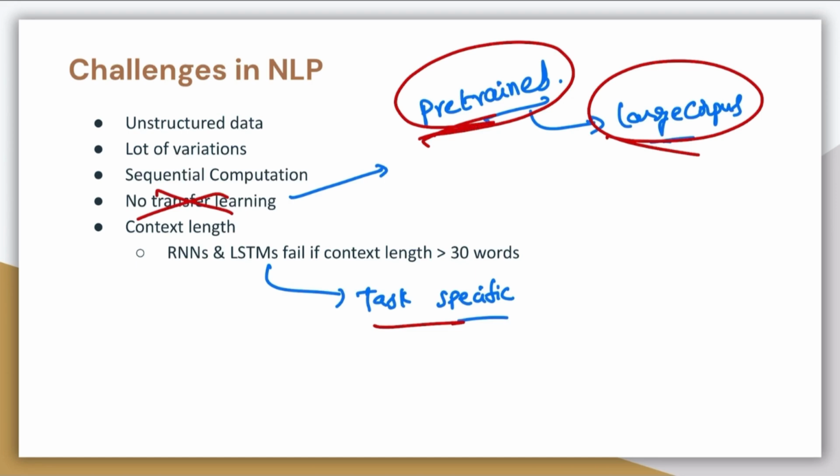Similar kind of model, if you want to train, the models are not capable of performing such kind of training. So there is no transfer learning, there is no pre-training before transformers. Okay, these are some of the challenges. Along with these challenges, there is a challenge in understanding the context itself.